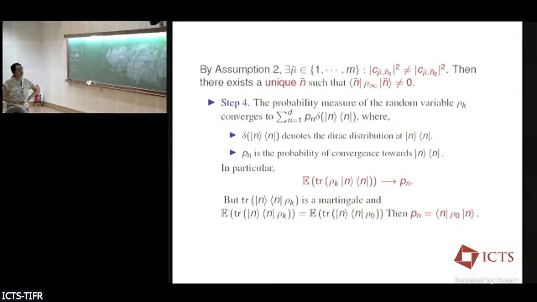And you can also use the fact that this is a martingale. So this means that the expectation remains constant at each time. So then you have expectation trace of Nn rho k is equal to expectation trace of Nn rho 0. So then you can say that Pn should be equal to this, right? Which is trace of Nn rho 0. So we show that your trajectories converge to the state Nn with the probability which is given by the trace of Nn rho 0. Okay. So this proof uses the Lyapunov technique.